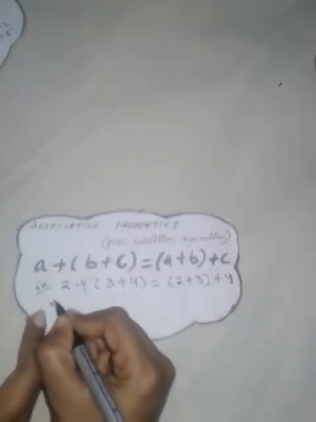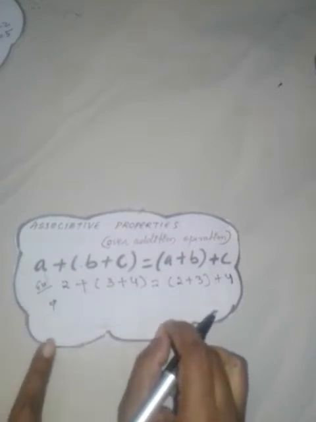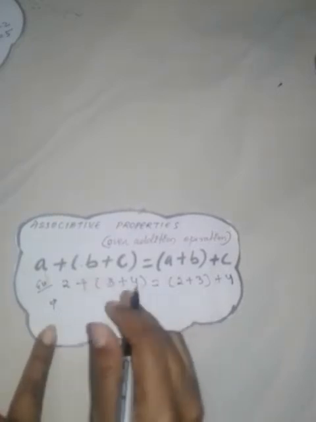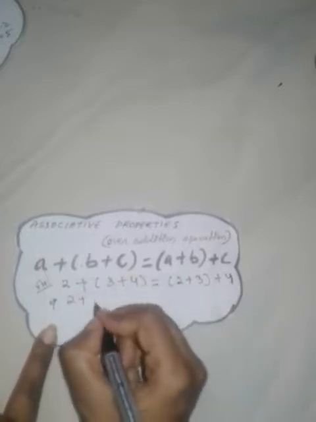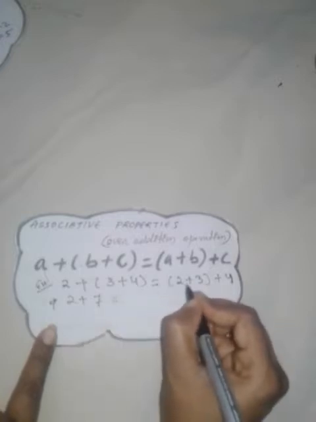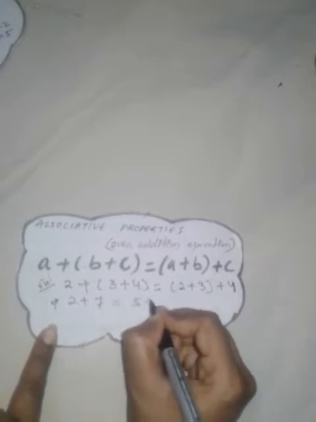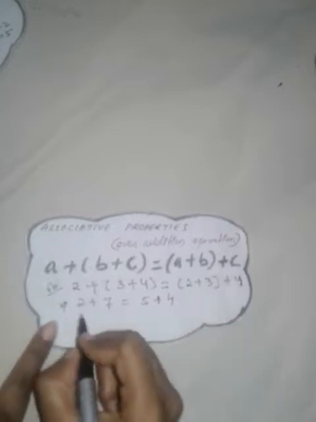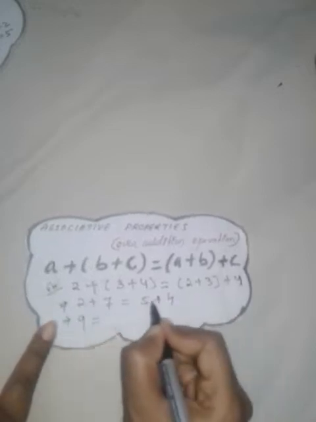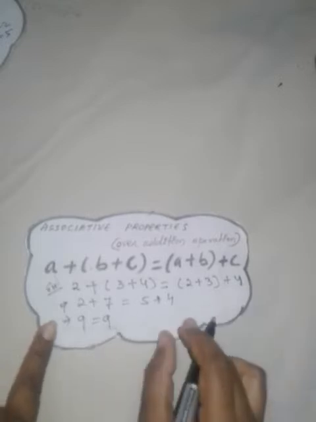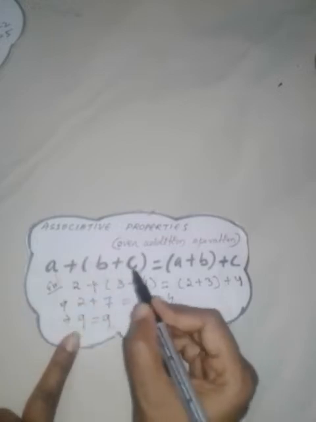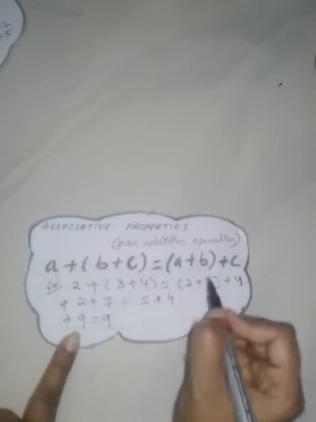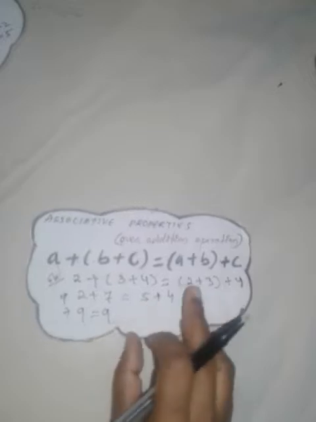According to the BODMAS rule, first we solve the bracketed part. So 3 plus 4 is 7, then 2 plus 7 is 9. Here 2 plus 3 is 5, plus 4 is 9. The value is correct. So the associative property is A plus in bracket B plus C is equal to in bracket A plus B, plus C.